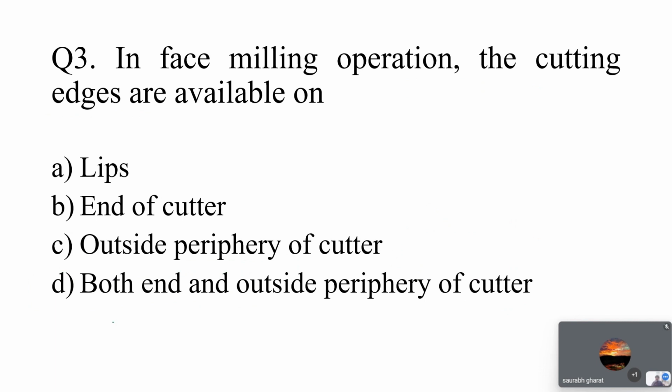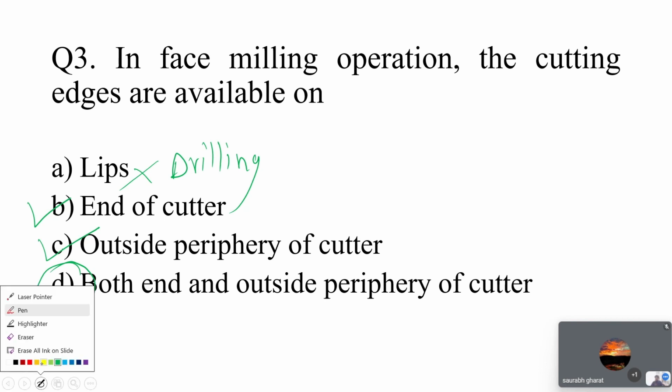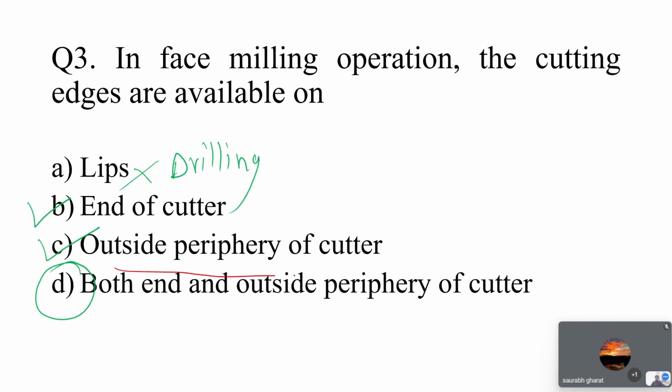Okay, so in a face milling operation, the cutter edges are available on what? So you know what is face milling. In case of face milling, the cutting edges are available on lips. Again, the lips are not used in grinding. They are used in drilling. So this is usually in the drilling process, not in grinding. The end of the cutter, yes, we have. Outside the periphery of the cutter, yes, we have. That is both. So what is the correct option here? It involves both, so the end and outside of the periphery of the cutter is your correct answer. Okay.